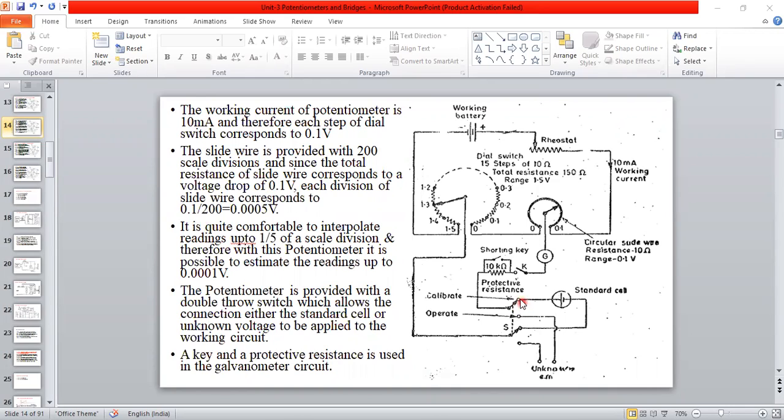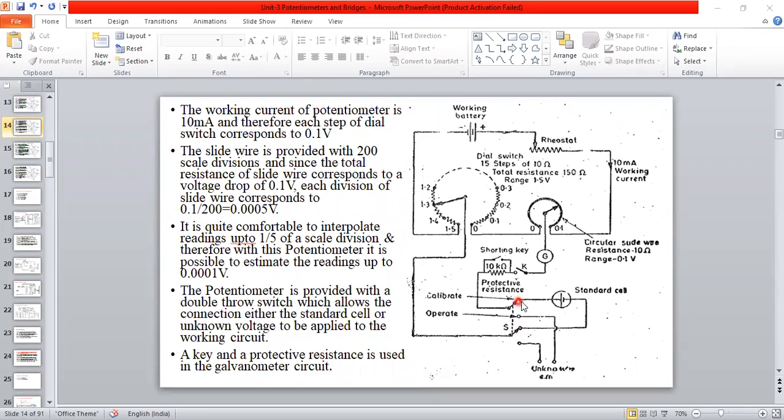How many poles are there here? One pole and two pole, so it is double pole. Here is one pole, here is one pole. Double throw means this pole may connect to here or it may connect to here. That is called double throw. So the potentiometer is provided with a double throw switch, which may connect to the upper terminal or the lower terminal.